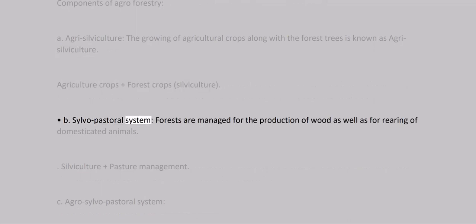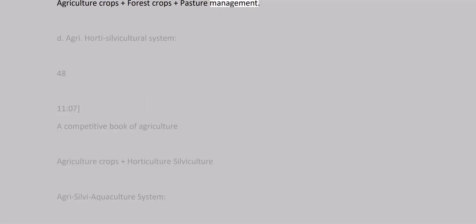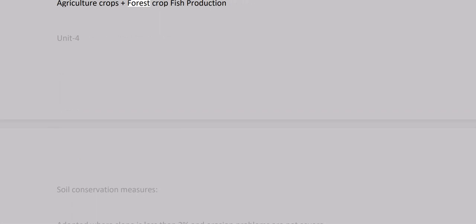B. Silvopastoral system. Forests are managed for the production of wood as well as for rearing of domesticated animals. Silviculture plus pasture management. C. Agro-silvopastoral system. Agriculture crops plus forest crops plus pasture management. D. Agri-hortisilvicultural system. Agriculture crops plus horticulture, silviculture. E. Agri-silviaquaculture system. Agriculture crops plus forest crop plus fish production unit.